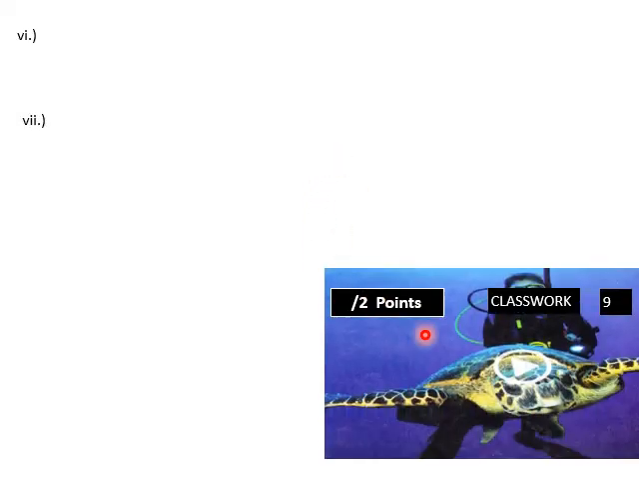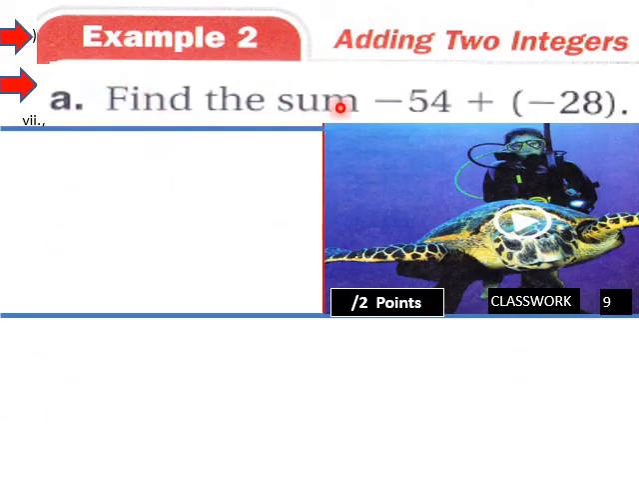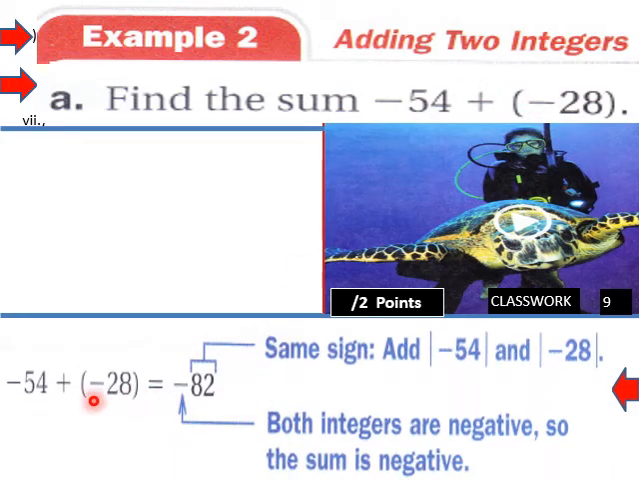And let's go to another example here. So adding two integers, find the sum of negative 54 plus a negative 28. So these have the same sign, right? So we just combine these together. Negative 54 and negative 28. Both integers are negative, so the sum is negative. Same sign, so add the absolute value of negative 54 and the absolute value of negative 28. So what's 54 and 28? It would be 82, and you keep the sign, so it would be a negative 82.